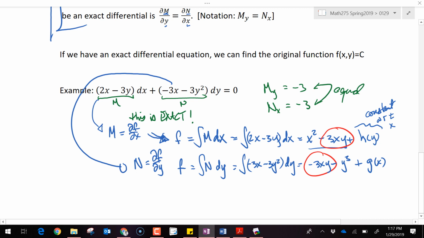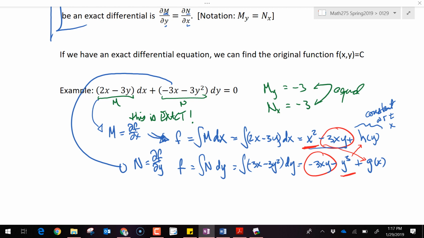Okay, so that means the other piece that's not in common has to be a function of only x or a function of only y. Because that means that this x squared must be the g of x that we found in the second integral, and this negative y cubed must be the h of y that we saw in the first integral.